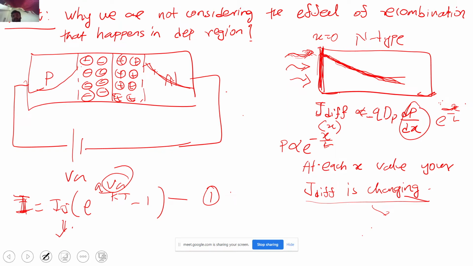Now, another question. The excess concentration that was introduced at this edge, as the carriers start diffusing, what is actually happening? See, this concentration is decreasing, right? Who is actually sucking out the charges as they are trying to move forward?